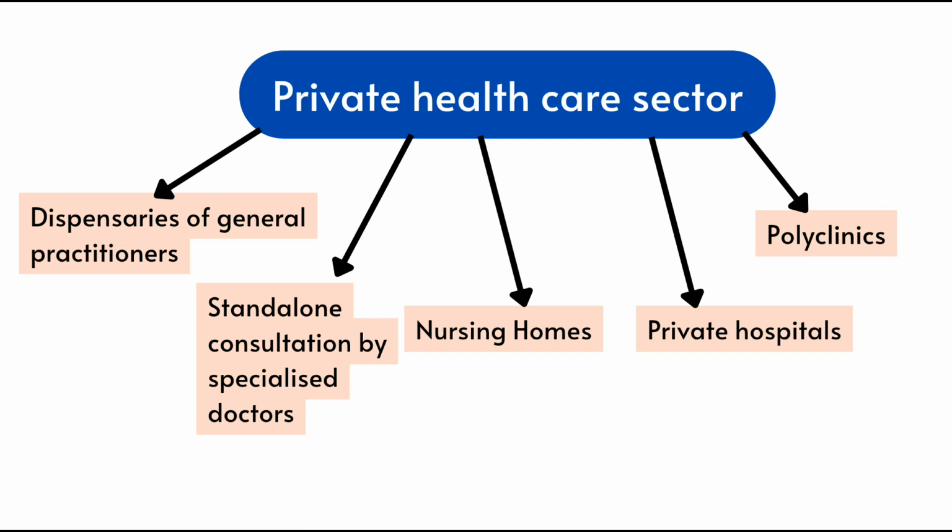The third is nursing home. These are small scale hospital with inpatient facilities which provide medical care, minor surgeries and post-operative care. Fourth is private hospital. These are large, well-equipped hospital with advanced medical technology, provide specialized treatment, surgeries, emergency care and multi-speciality services. Fifth is polyclinic, centers where multiple doctors from different specialities work together. Patient can consult different specialists under one roof without visiting multiple locations.